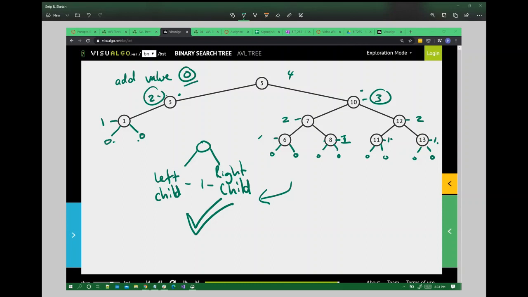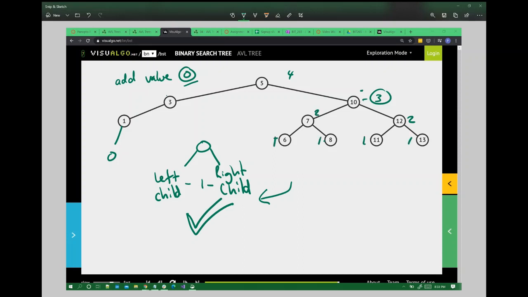Okay, so I'm just going to tidy up a few things first of all. So what happens when we add the 0? What happens is, we add the 0 here. I'm just going to clear this out as well. Okay, and then we start recalculating what the levels are going to be.